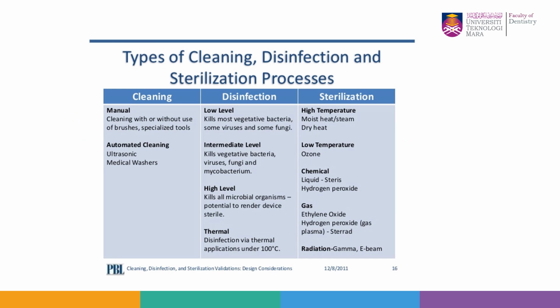All right. These are the types of cleaning, disinfection, and sterilization processes that we have covered in the previous lecture. So you can see the cleaning, manual and automatic. Disinfection: low level, intermediate level, and high level. There is also thermal. And then for the sterilization, there is high temperature, low temperature, chemical, gas, and radiation. So this is just a review for you guys to have a look.